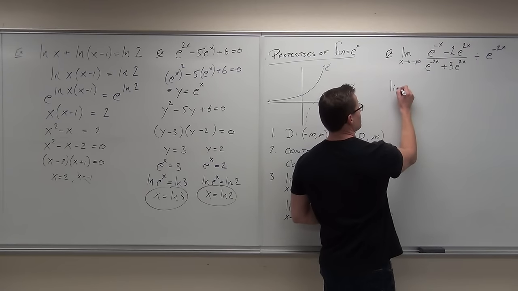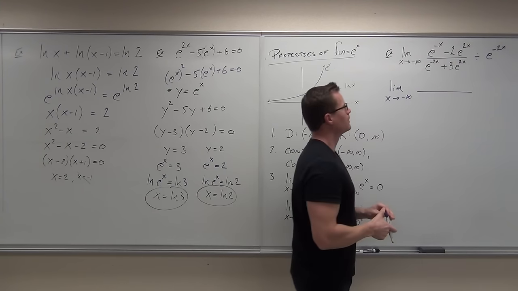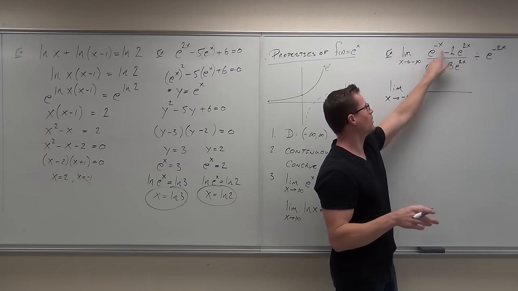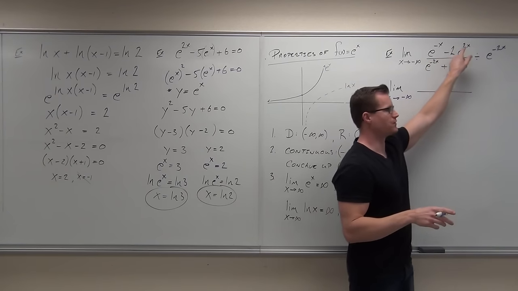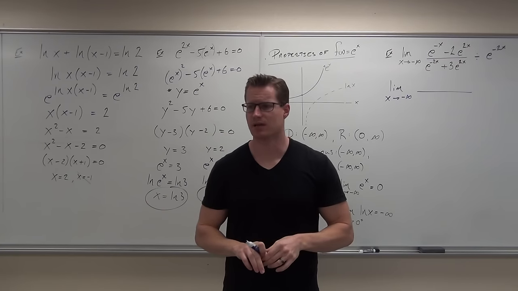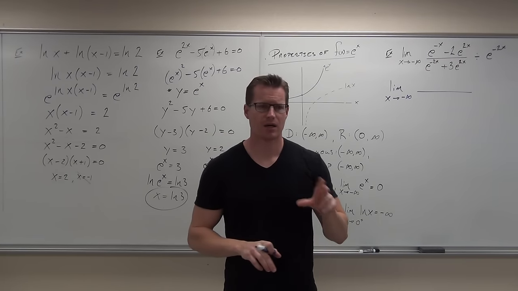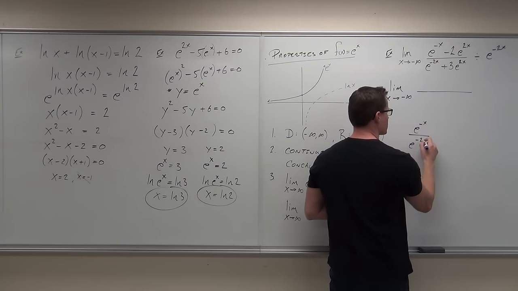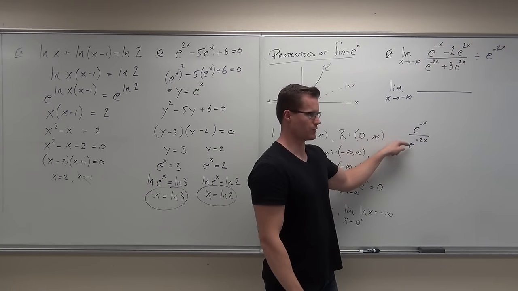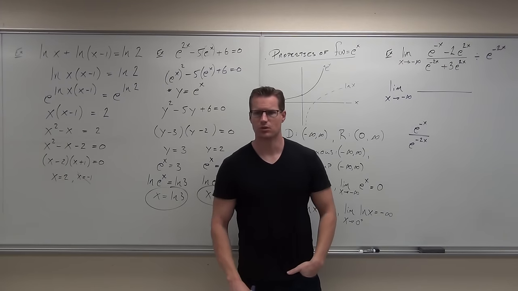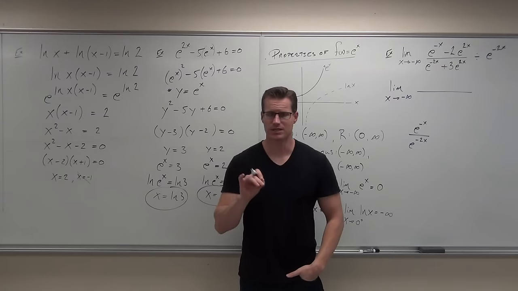I'm still going to have a limit as x approaches negative infinity. Remember, when we divide, we're dividing every single one of these terms. So let's do this. How much is e to the negative x divided by e to the negative 2x? Recall that when we divide common bases which have exponents, this is what we're doing here, folks. Are you guys okay with that idea? What do you do with your exponents? You add or subtract? Subtract. So negative x minus negative 2x. How much is that?